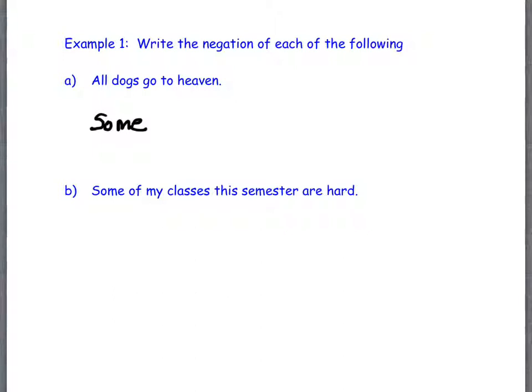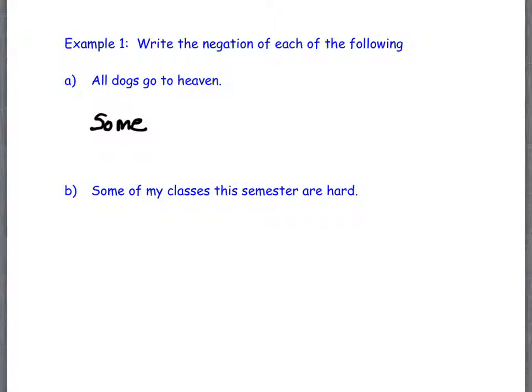Because none is still a universal quantifier. None applies to everything that comes after it. It's like saying never, right? Always and never, those are those key words. They're universal. So I can't turn all into none. I can turn all into some, though.